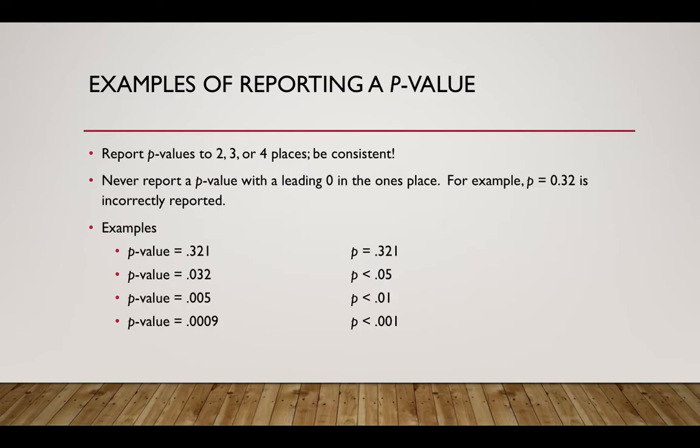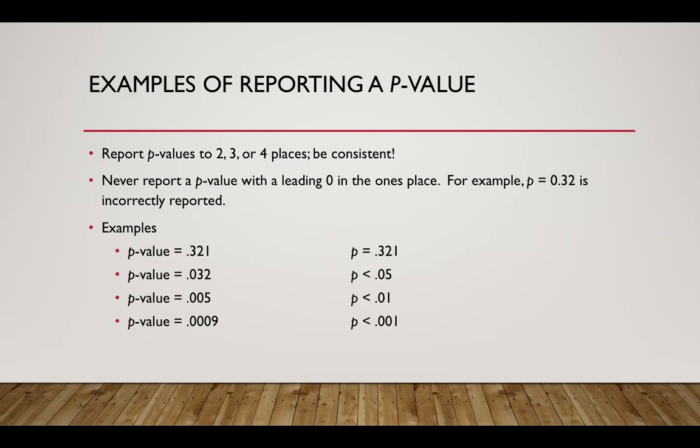All right, so examples. First of all, p-values should be reported to 2, 3, or 4 places. It's up to you. Just be consistent throughout your document. And never report a p-value with a leading 0. The reason that's incorrect is that the ones digit could never be anything other than 0. As long as there's no variation or no potential for variation, we don't put a value there. So p-values are just reported as point, and again, you can go 2, 3, or 4 places, just being consistent. So, guys, the first example, p-value 0.321, just report it.